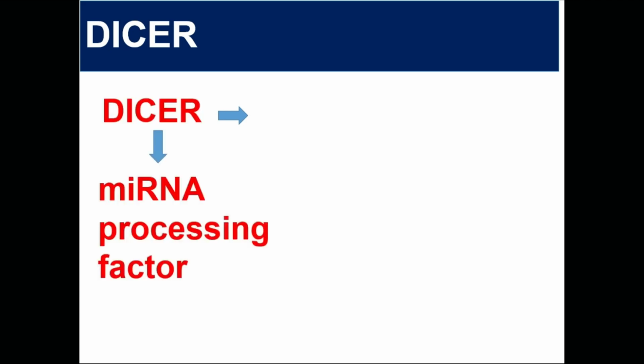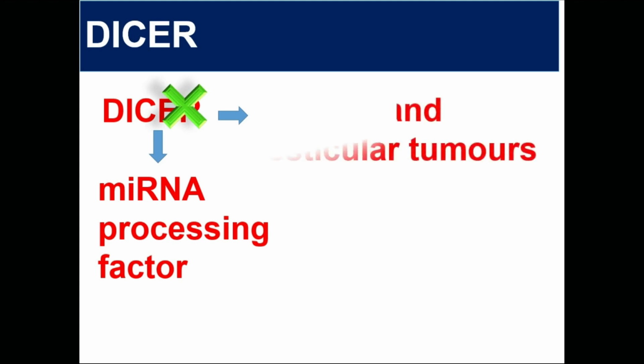So let me take you back. Dicer is something that is going to basically be one of the processing proteins, right? And if this undergoes any mutation, the patient is going to land up with ovarian and testicular tumors, particularly the sex cord stromal tumors, right? So if there's any mutation, patient lands up with the sex cord stromal tumors. So that was about it with respect to the disease part of it.